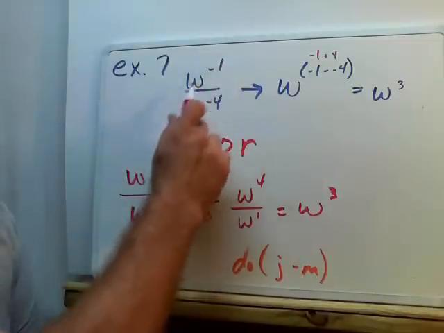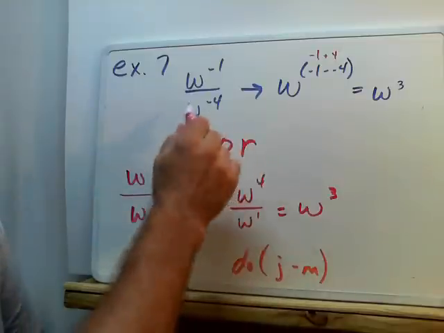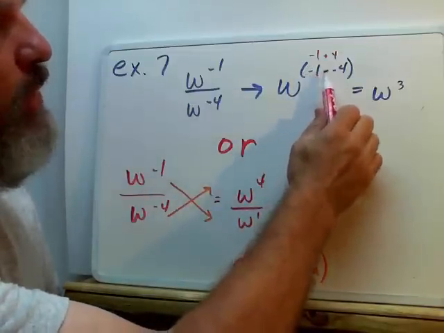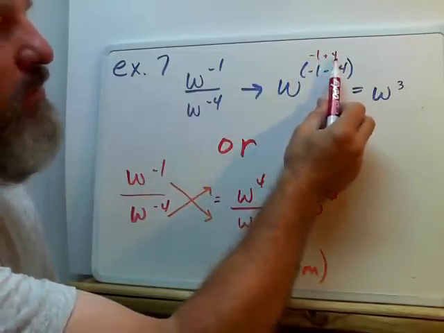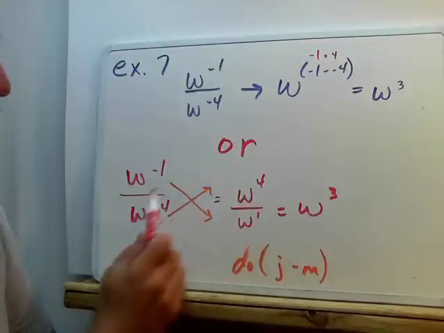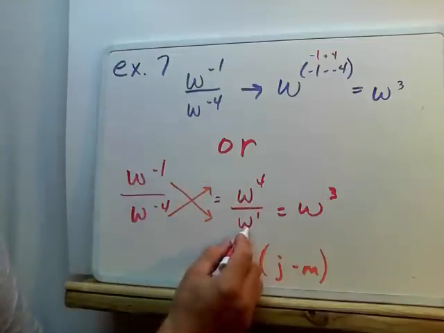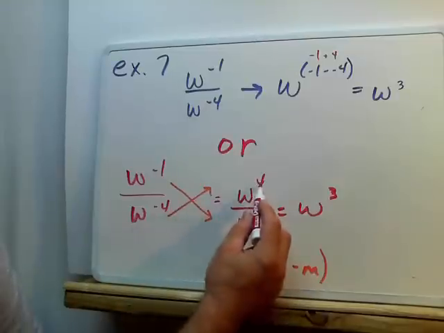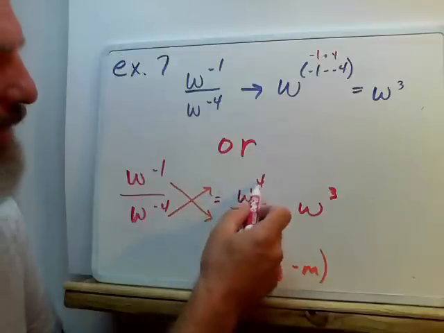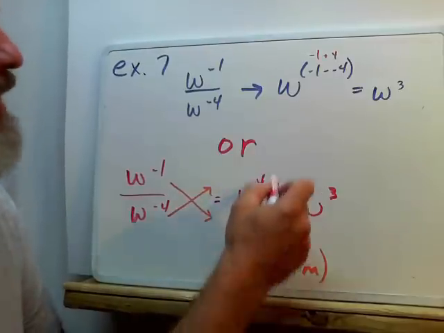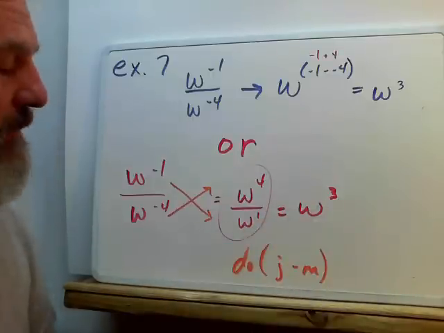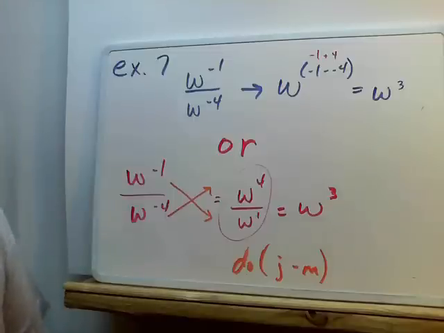Example number 7. We have w to the negative 1 over w to the negative 4. This is the perfect example of doing it the other way, but we'll do it this way as well. W to the negative 1 minus negative 4 is like negative 1 plus 4. Negative 1 plus 4, of course, is 3, w cubed. Or we can just move this to the denominator and this to the numerator, and the negative 1 becomes positive 1, the negative 4 becomes positive 4. Now we have w to the 4th over w to the 1st, and we got pretty good at doing these in the last couple of lessons. We should immediately see that's w cubed. Please press pause and do letters J through M.